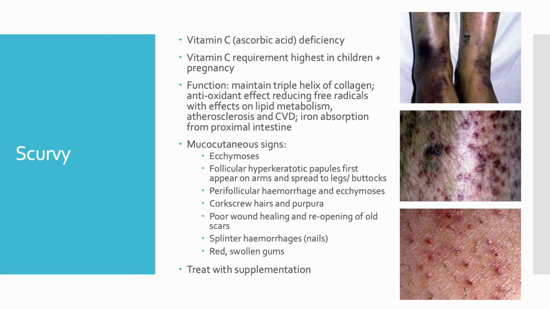These are hairs which are shaped rather like a corkscrew. There's poor wound healing and sometimes even reopening of old scars. Splinter hemorrhages can be seen, and the nails and the gums will become red and swollen. Scurvy is managed obviously by initial recognition and high-dose vitamin C supplementation.